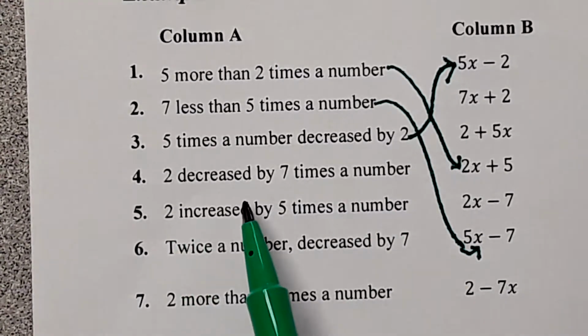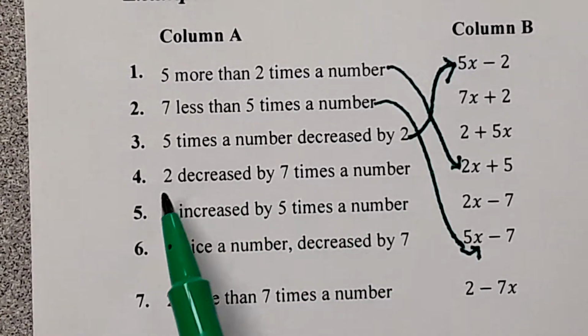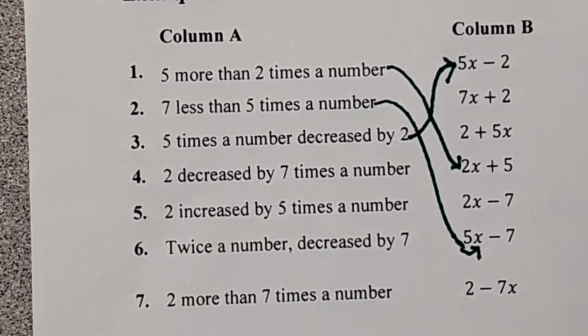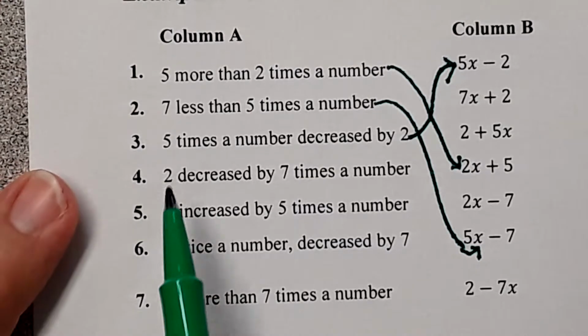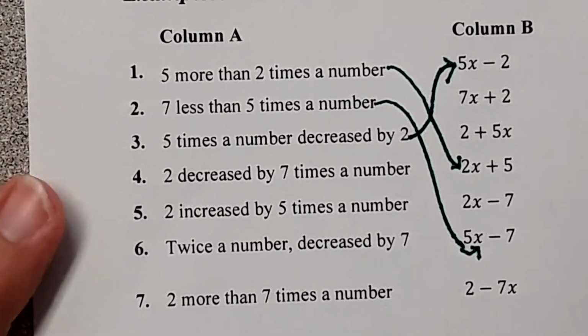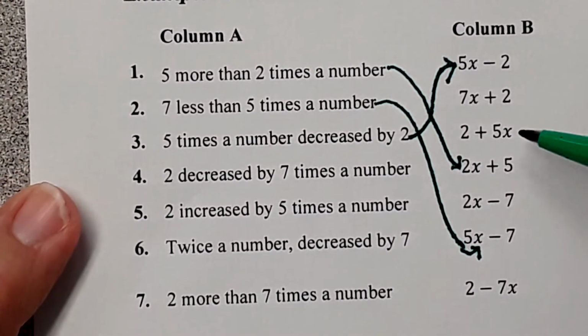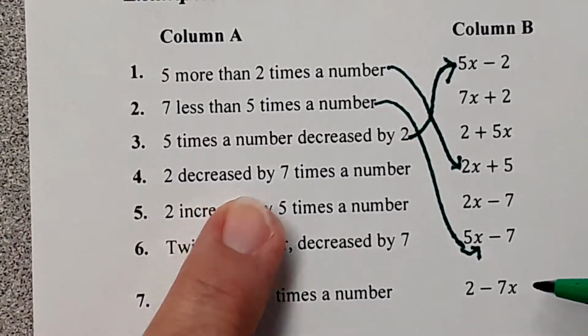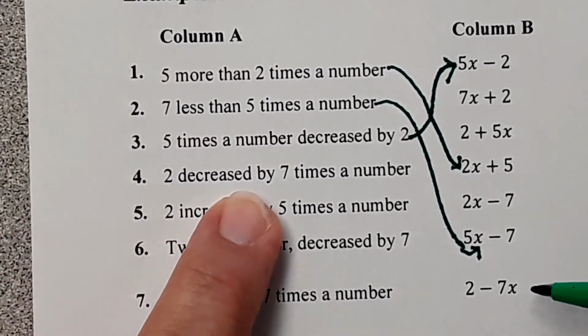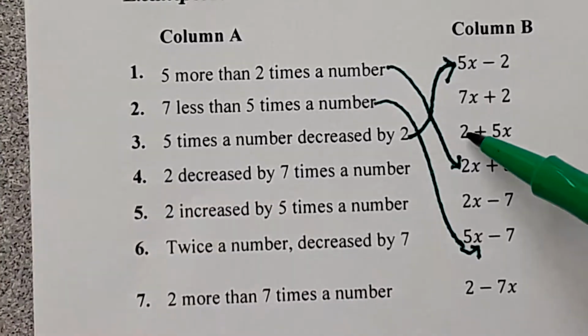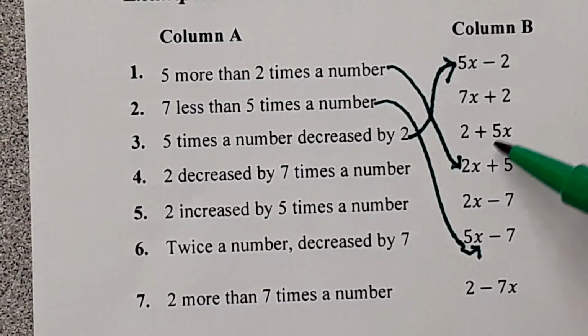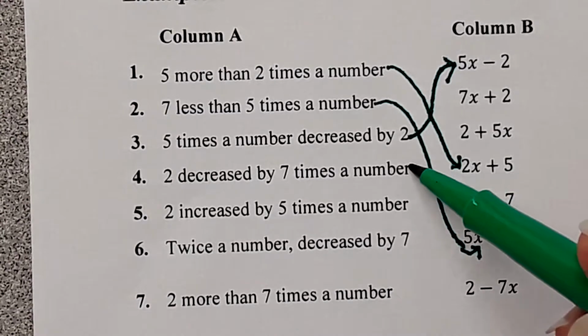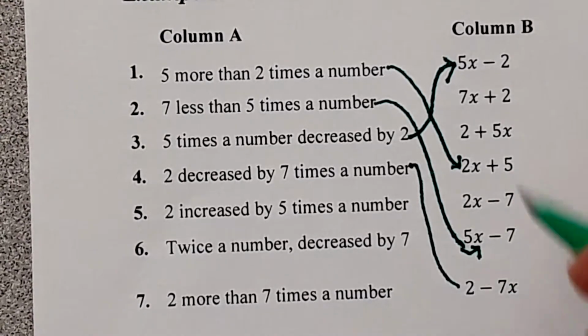Okay, 2 decreased by 7 times the number. So it's not a flipped one because it has the word decrease. So we're going to start with 2. Where does the one that starts with 2 go? We have this one, and this one. 2 decreased by 7 times the number. This is 2. Oh, that's increase because that would be addition. So 2 decrease is going to go down here.